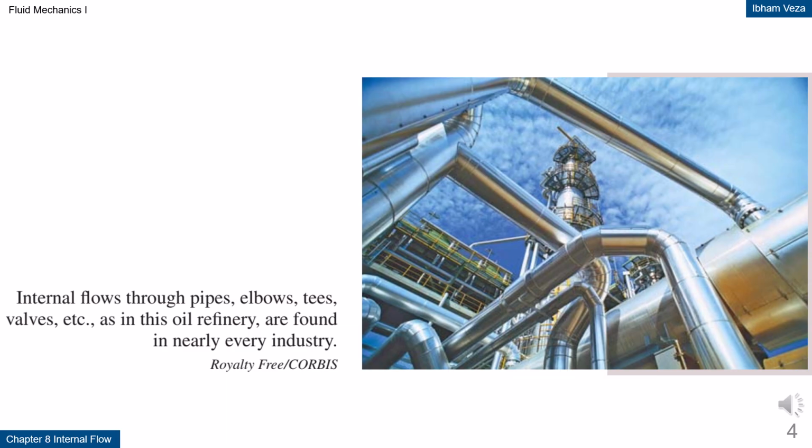Internal flows in industry. This image shows that piping systems are widely used in almost all industries. Internal flows are found in refineries, chemical plants, and utility systems. Pipes, elbows, T's, and valves are the main components used to direct fluid flow. Each component affects pressure losses and system performance. Therefore, internal flow analysis has very high practical value.